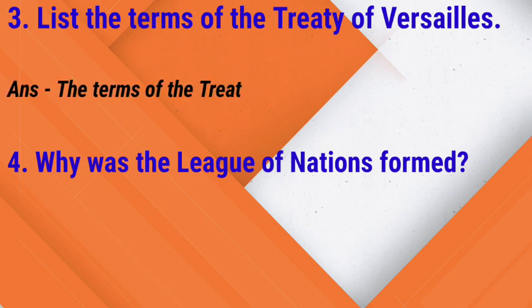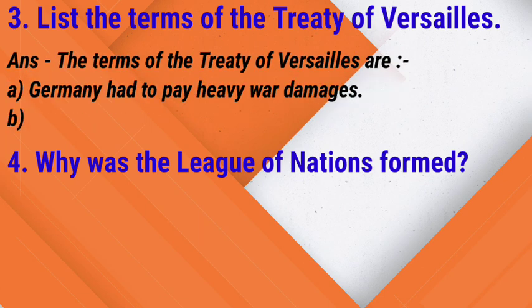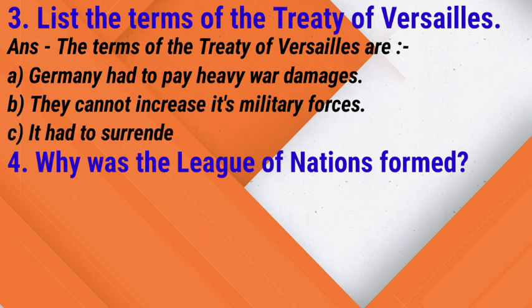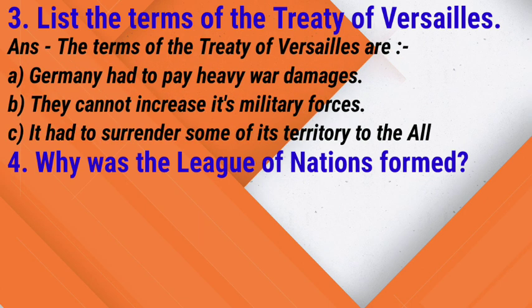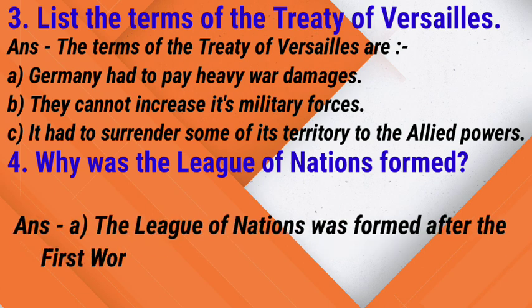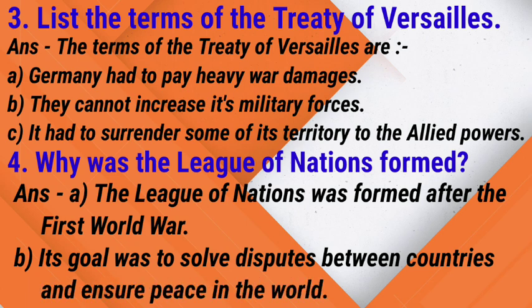3. List the terms of the Treaty of Versailles. Answer. The terms of the Treaty of Versailles are: A. Germany had to pay heavy war damages. B. They cannot increase its military forces. C. It had to surrender some of its territory to the Allied powers. 4. Why was the League of Nations formed? Answer. A. The League of Nations was formed after the First World War. B. Its goal was to solve disputes between countries and ensure peace in the world.